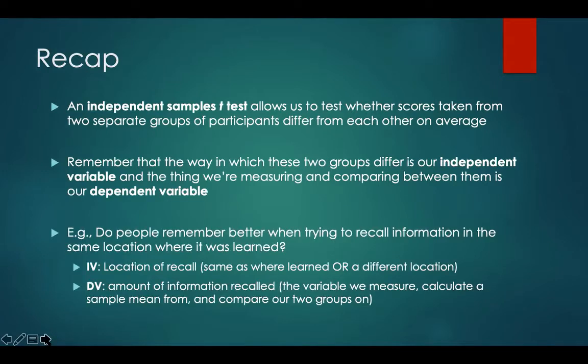So for example, if I ask the question, do people remember better when trying to recall information in the same location where it was learned? Our independent variable would be the location of recall, whether it is the same as where it was learned or in a separate location. And the dependent variable would be the amount of information recalled. So this is the variable we measure and calculate a sample mean from and compare our two groups on.